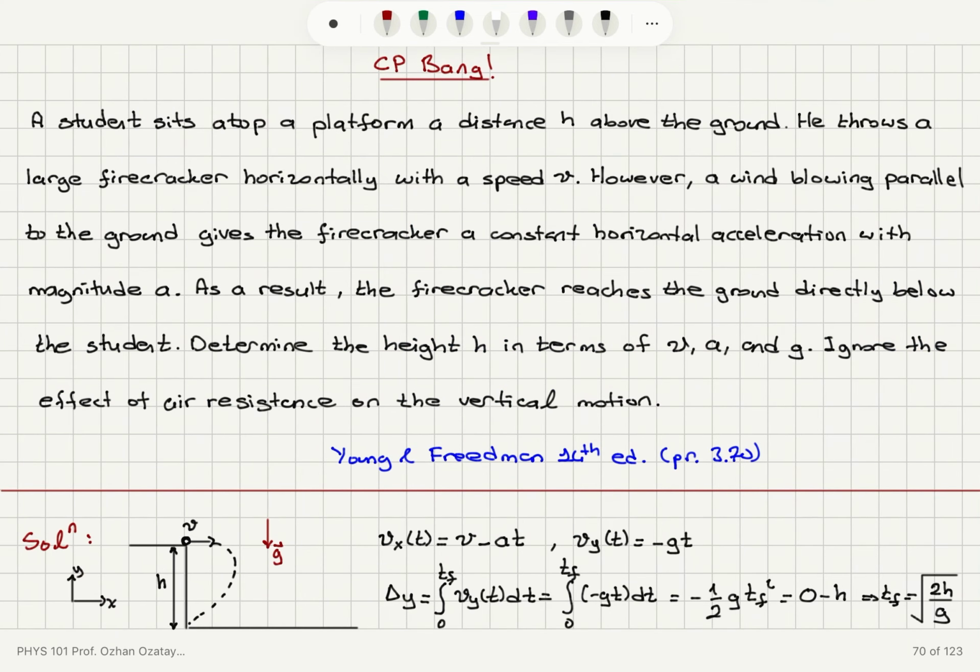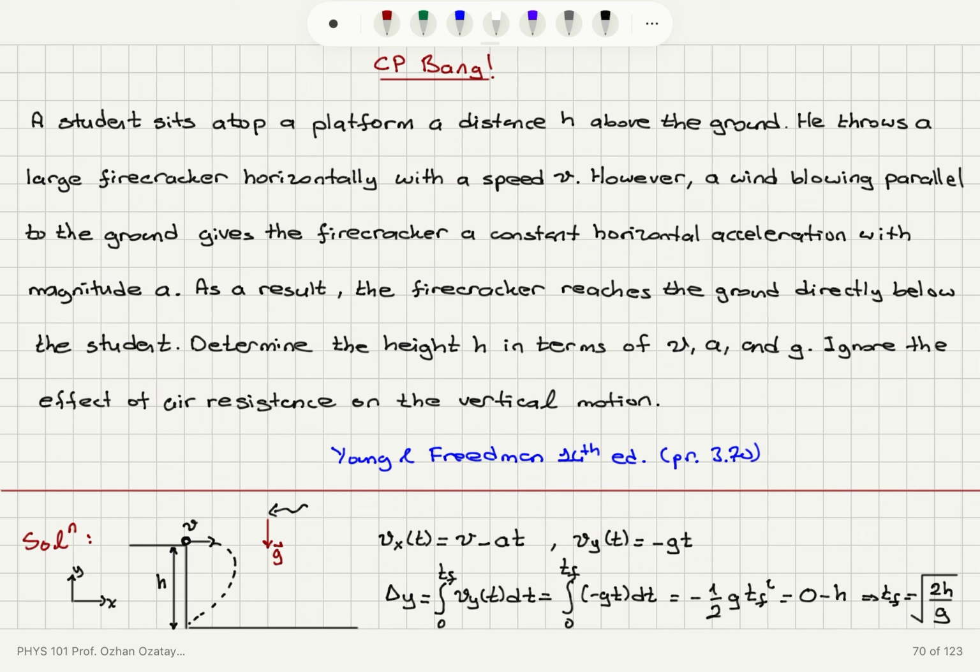Okay, so let's summarize. We have a student who is throwing a firecracker horizontally with an initial speed v. So horizontally it's v i hat direction. There is a wind blowing, which gives an acceleration that acts in such a way that causes the firecracker to end up right below the student, and the wind is blowing parallel to the ground.